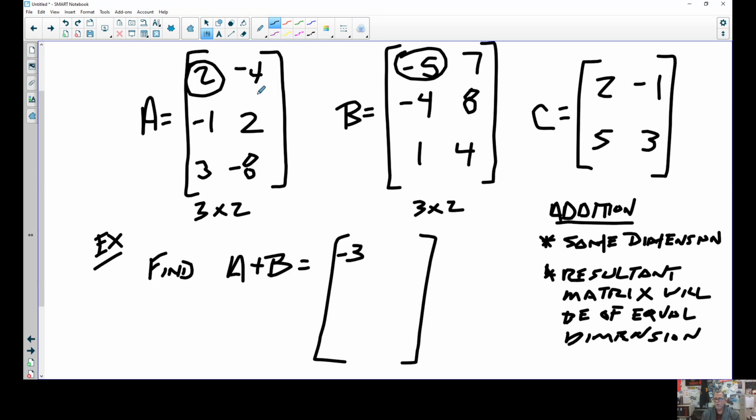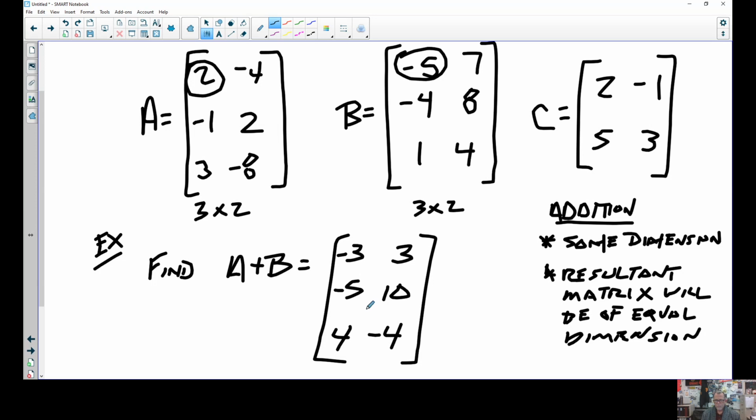For A sub 1, 2, it would be -4 plus 7. So that's going to be 3 in the 1, 2 position in the resultant matrix. -1 plus -4 make -5. 2 plus 8 make 10. 3 plus 1 makes 4. I almost said 3 there for some crazy reason. -8 plus 4 is -4. And this is our A plus B matrix.